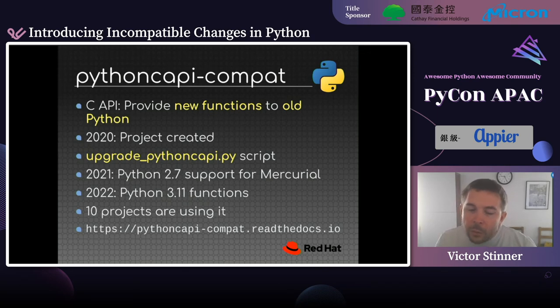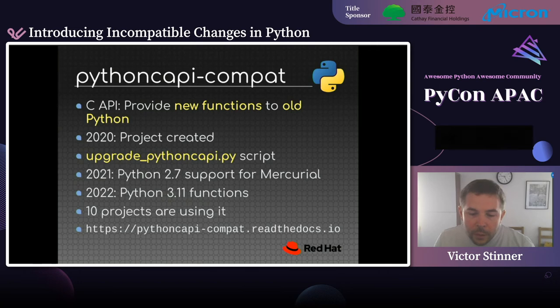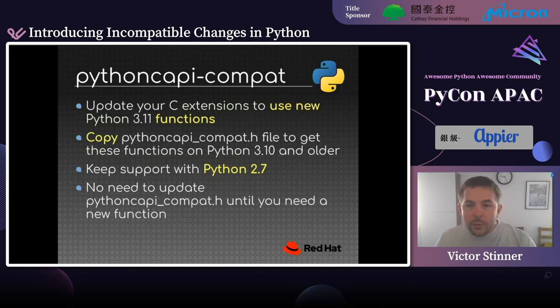This year I added support for Python 3.11. And I think that this approach is successful because 10 projects are using it. So as I said, you can update your extensions to use the new functions. You just copy the header file and you get compatibility with all Python versions up to Python 2.7. And there is no need to update the header file unless you need new functions.